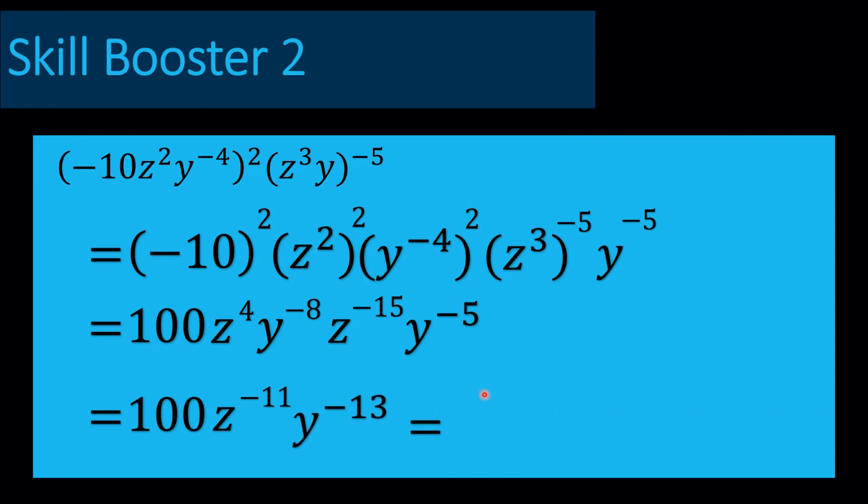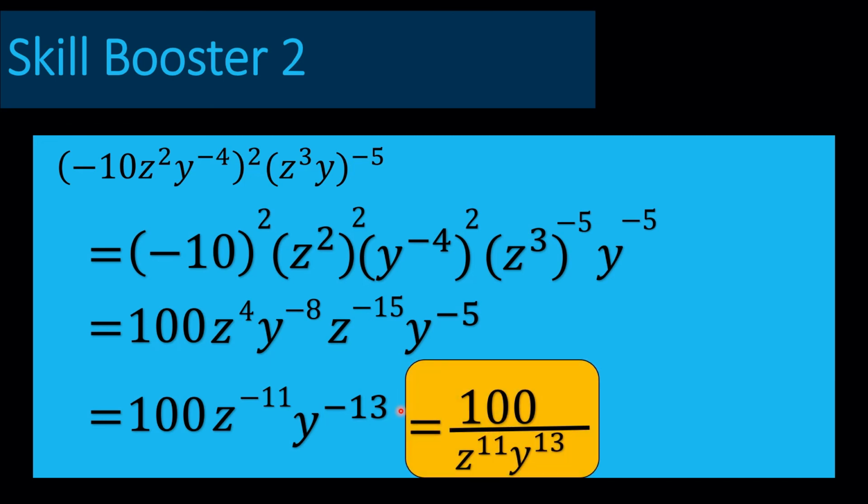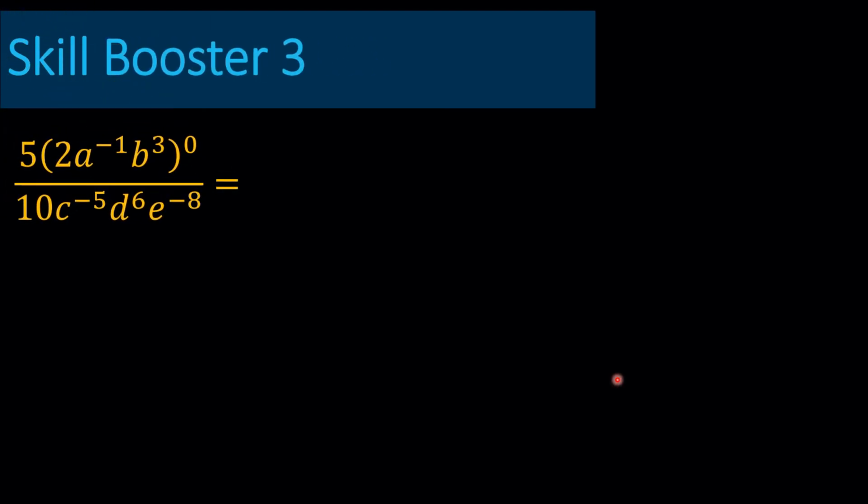Now observe that we still have negative exponents. So the shortcut that I told you earlier, just transfer these two power expressions to the denominator to make it positive. So we will have 100 over z to the power of 11 y to the power of 13. Instead of negative exponent, we transfer this into the denominator, making it positive, and that's it. Magic rectangle.